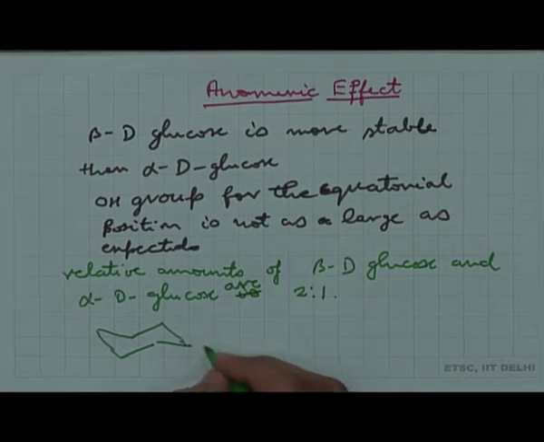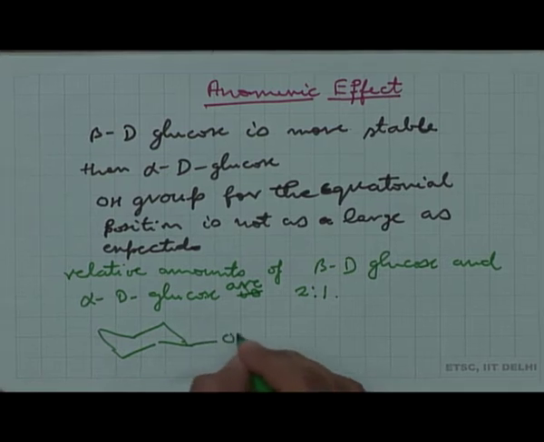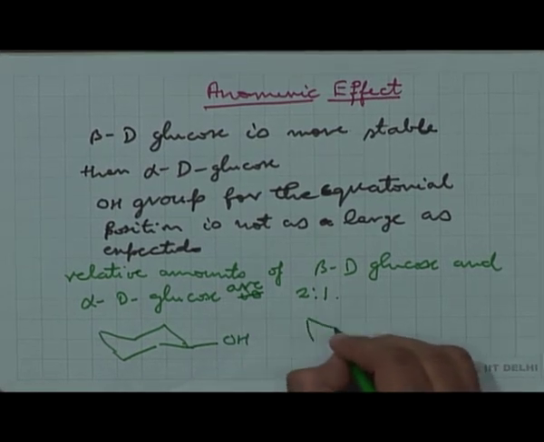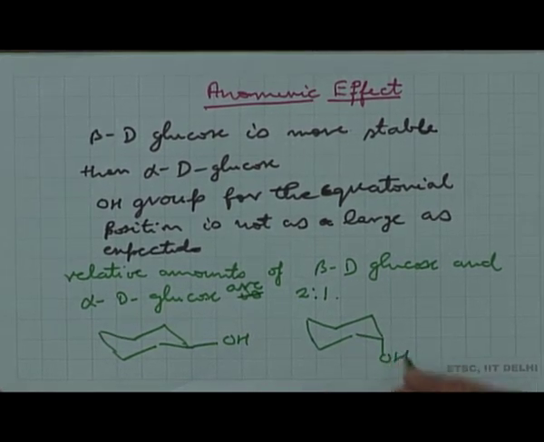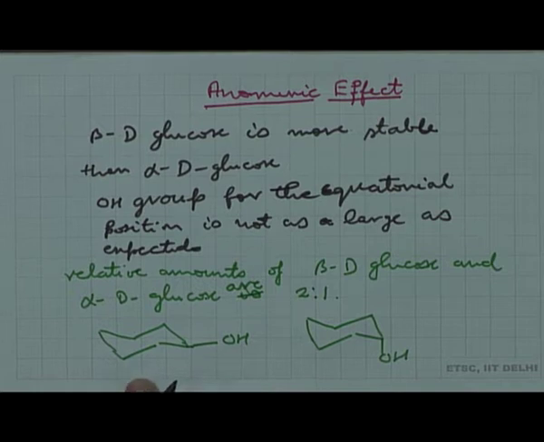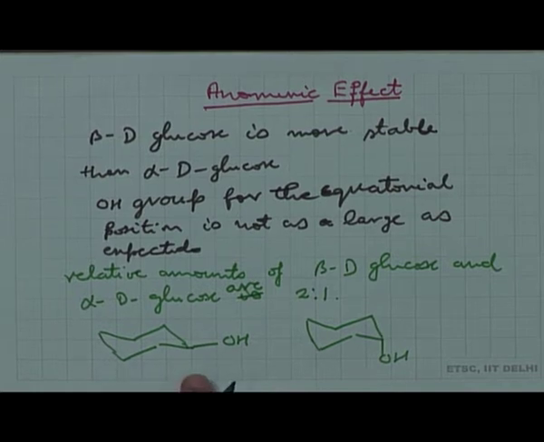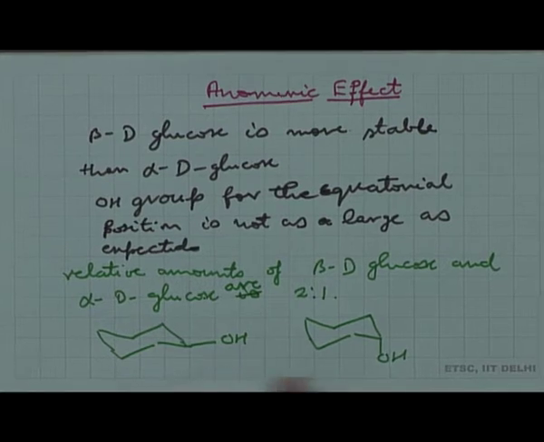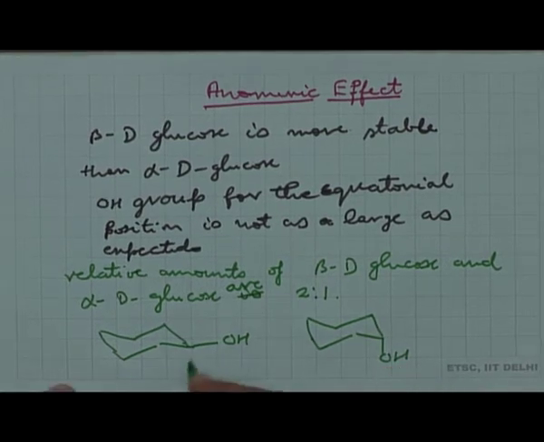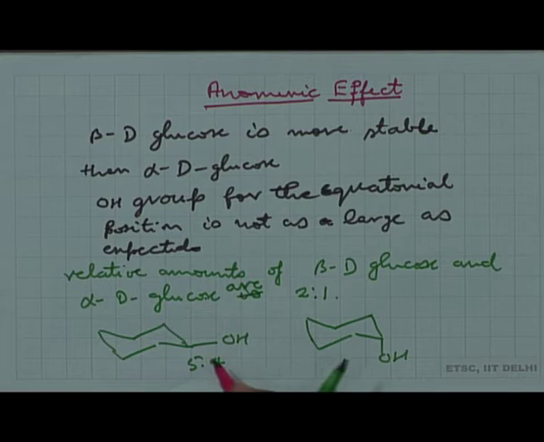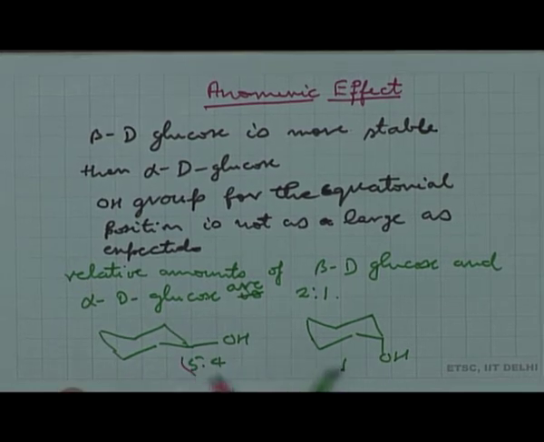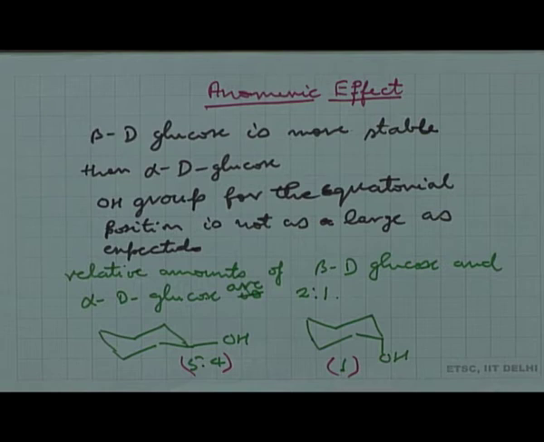Cyclohexanol, here, if we take beta as well as alpha cyclohexanol. In this case, the relative amounts for the equatorial and axial is 5.4:1. Here we have a huge difference. You can see that in the equatorial it is 5.4 and here is 1. That cyclohexanol mixture has this ratio.